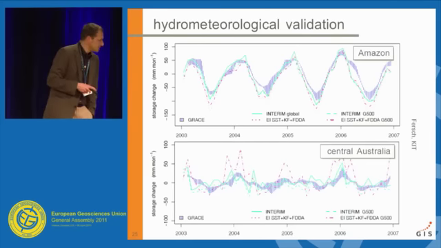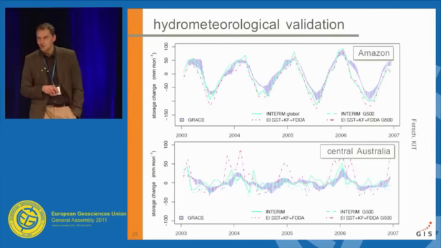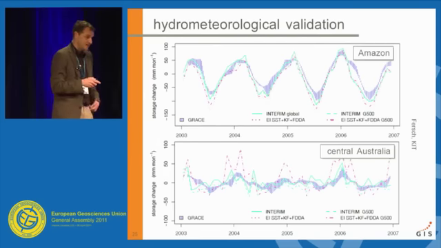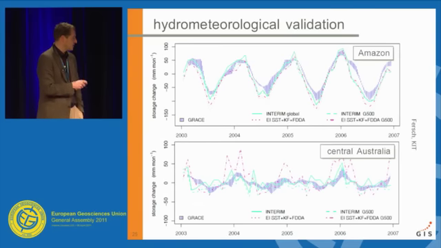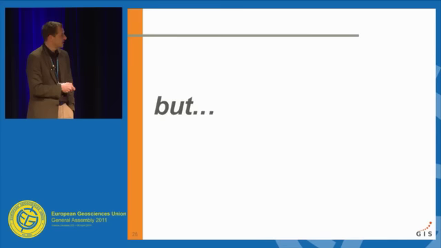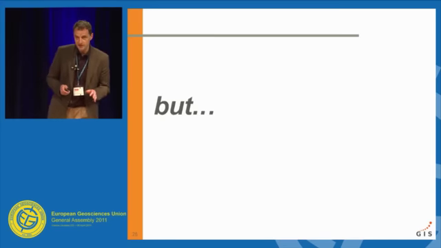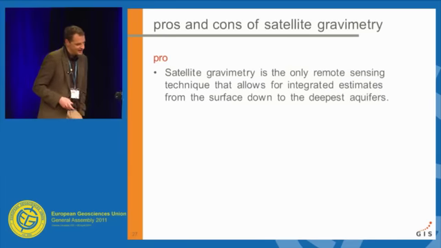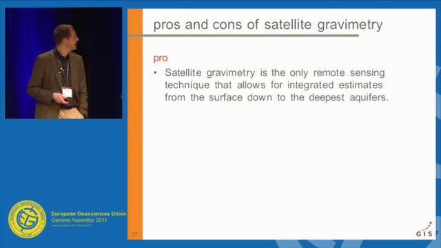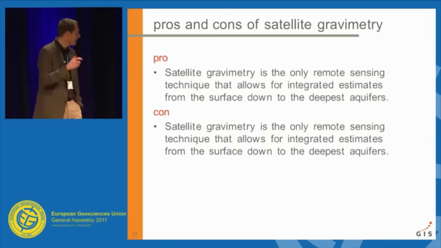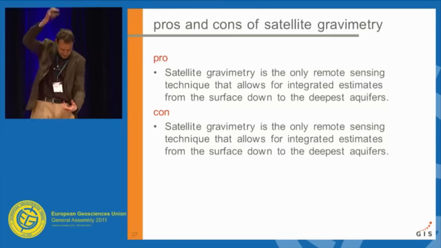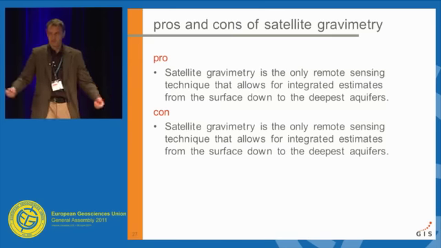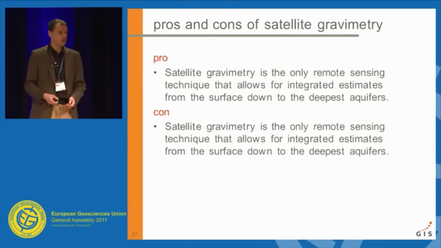Of course, if you go to smaller catchments or drier catchments, then maybe the correlation is not so good. GRACE is pretty rough, or pretty coarse, I would say, and it's certainly not perfect, so we really must take a careful look into these things. So, a lot of exciting news, I think, for hydrology, but it's certainly not perfect. One thing I pointed out already, satellite gravimetry is the only remote sensing technique that allows for integrated estimates from the surface down to the deepest aquifers. That's a statement for satellite gravimetry in hydrology. At the same time, it's a disadvantage, I would say. It measures the whole column, top to down, and you have to separate out the different vertical compartments.